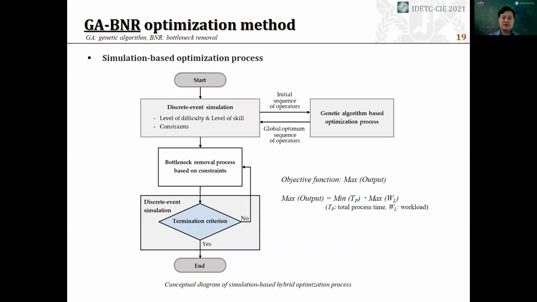And this figure shows the conceptual diagram of a simulation-based optimization process. The procedure first finds the optimum sequence of operators by linking simulation with genetic algorithm. After that, the maximum bottleneck is removed by reflecting the constraints based on the workload. By applying the sequence of the operators with the bottleneck adjusted, the simulation is performed again and the workload is analyzed. The process proceeds sequentially until it is no longer possible to remove the bottleneck under the constraints.